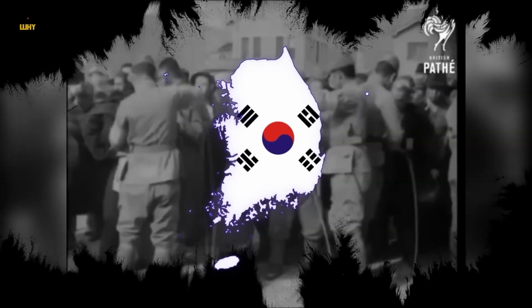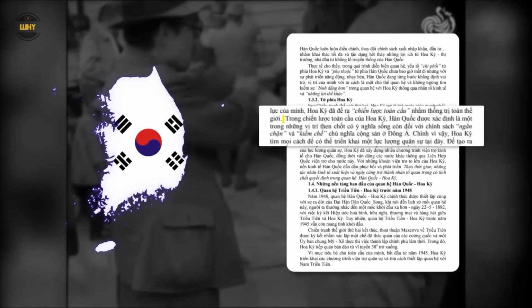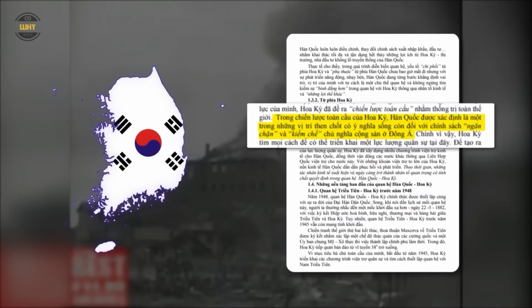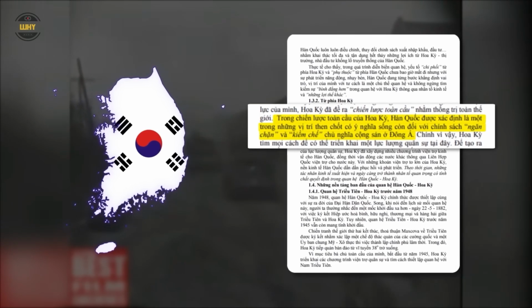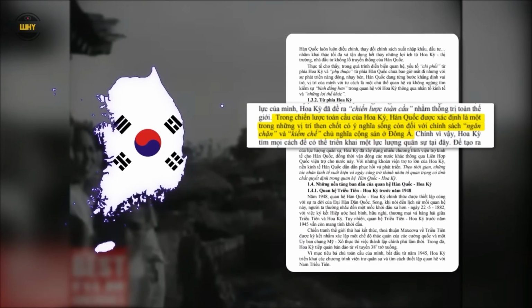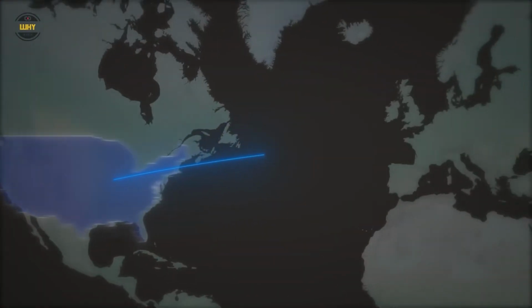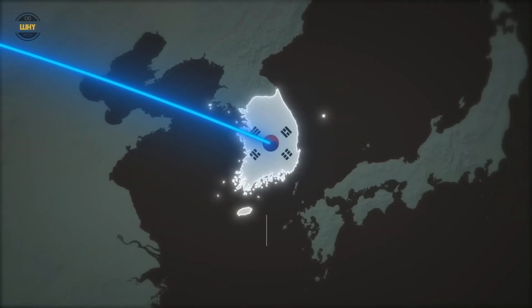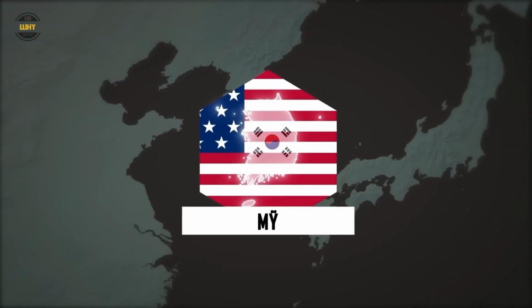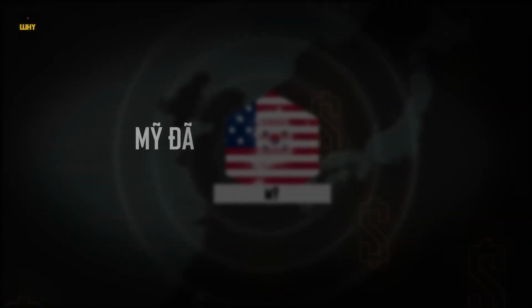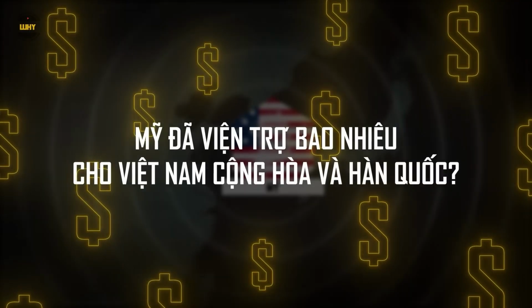What about South Korea? The reason for the US aid to South Korea was similar to the reasons for aid to South Vietnam. After the war, South Korea became an important outpost in the US strategy to prevent the spread of communism in East Asia. Furthermore, after the war, South Korea fell into a difficult economic situation, with its infrastructure destroyed and lacking natural resources. Helping South Korea rebuild and develop not only benefited the country but also strengthened the US position in the region by creating a strong economic and political ally.